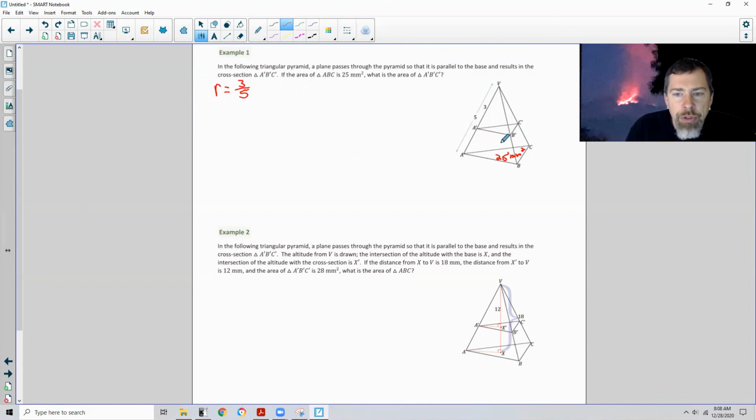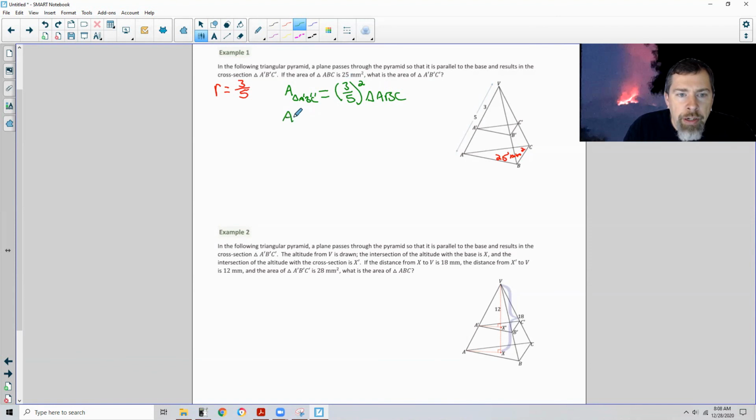Okay, now be careful with this because we're talking about area. And I can't stress enough that 3 and 5 are sides. And since we're talking about area, we need to take 3/5 and square it. So the area of triangle A prime B prime C prime is going to be 3/5 squared times the area of triangle ABC.